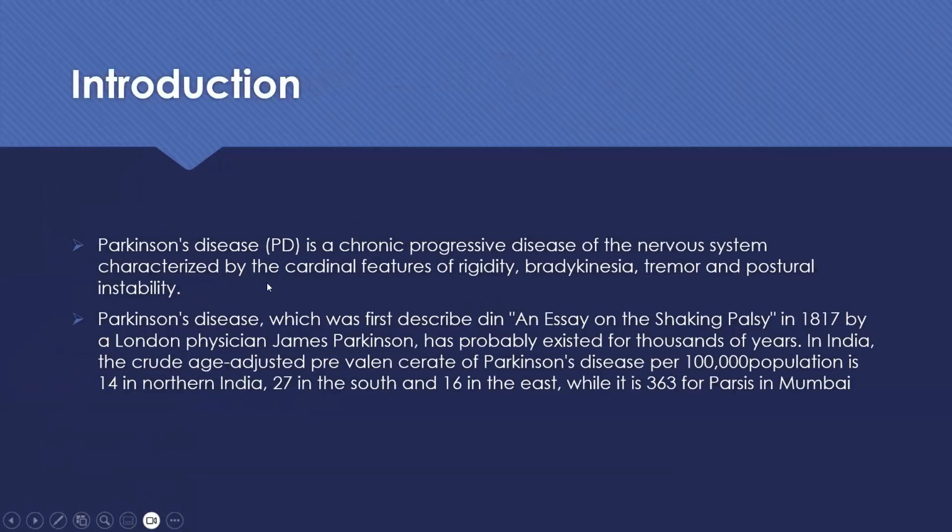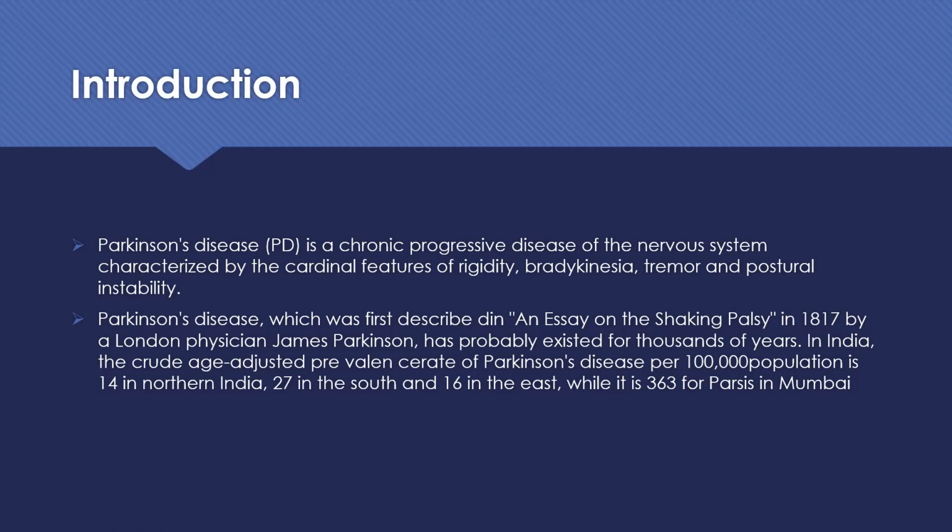In the introduction, Parkinson's disease is a chronic progressive disease of the nervous system characterized by the cardinal features of rigidity, bradykinesia, tremor, and postural instability. Parkinson's disease, which was first described in an essay on shaking palsy in 1817 by a London physician, James Parkinson, has probably existed for thousands of years.